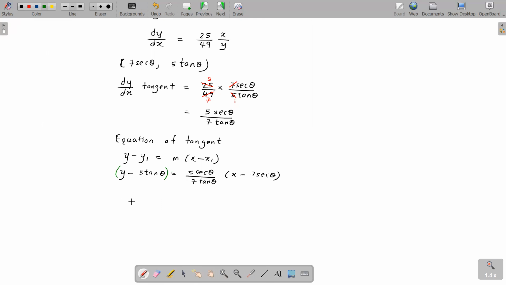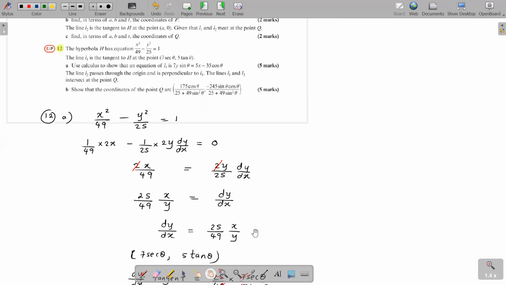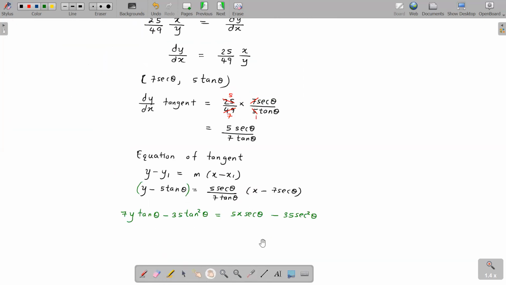So I end up getting here 7y tan theta minus 7 times 5 is 35 tan square theta equals 5 sec theta into x is 5x sec theta minus 5 times 7 is 35 sec theta times sec theta, so sec square theta. Sec into sec is sec square. So according to the show that, what do they have? 7y sine theta, okay, it's all sine and cos, right?